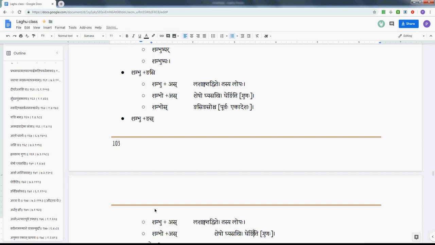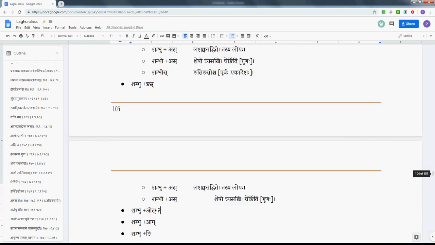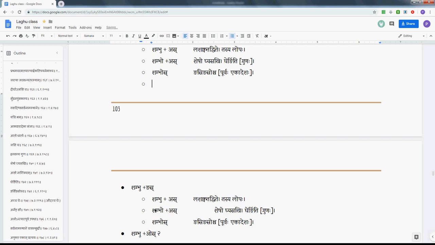Inyas also. Same thing, you will get Shambho plus us will become Shambhos, and then Rutva Visarga. So by Rutva Visarga, Shambhoho. Now I'll write only Rutva Visarga.